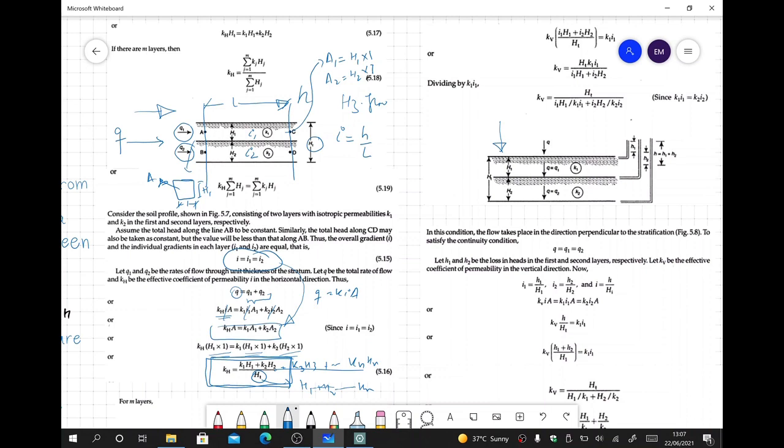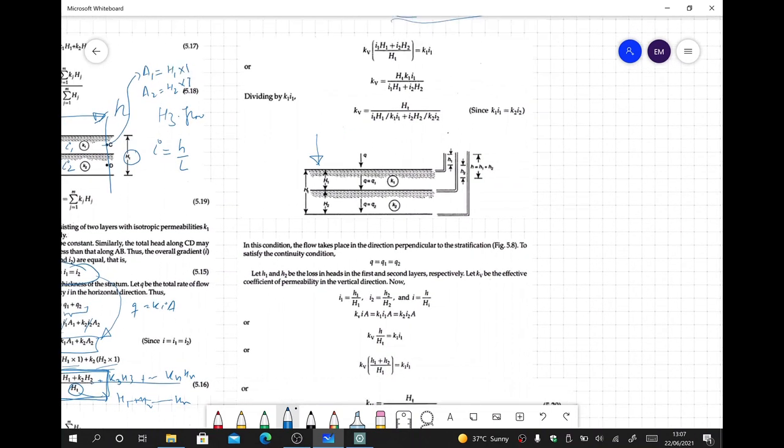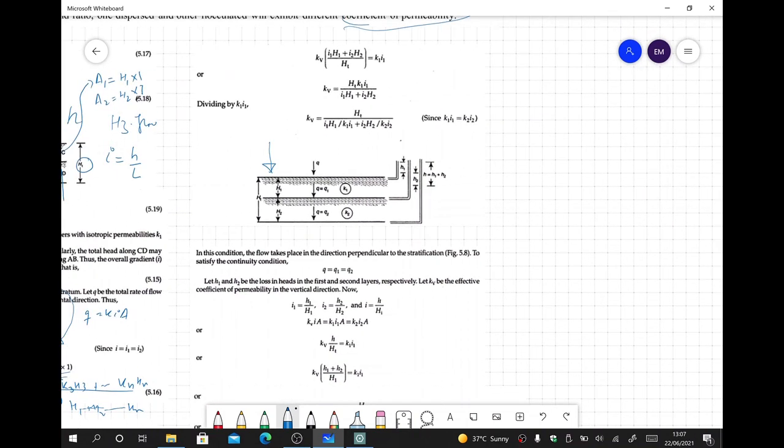In case of vertical permeability, that means the flow is perpendicular to the stratification of the soil. In this case, this will be the area of cross section that we need to consider. And similarly, we will consider any rough area. Maybe we can say 1 by 1, it's your choice, because we are only concerned with thicknesses. So this time, discharge will be constant in each layer. Q is equal to Q1, Q is equal to Q2, and this is the average discharge in the system.